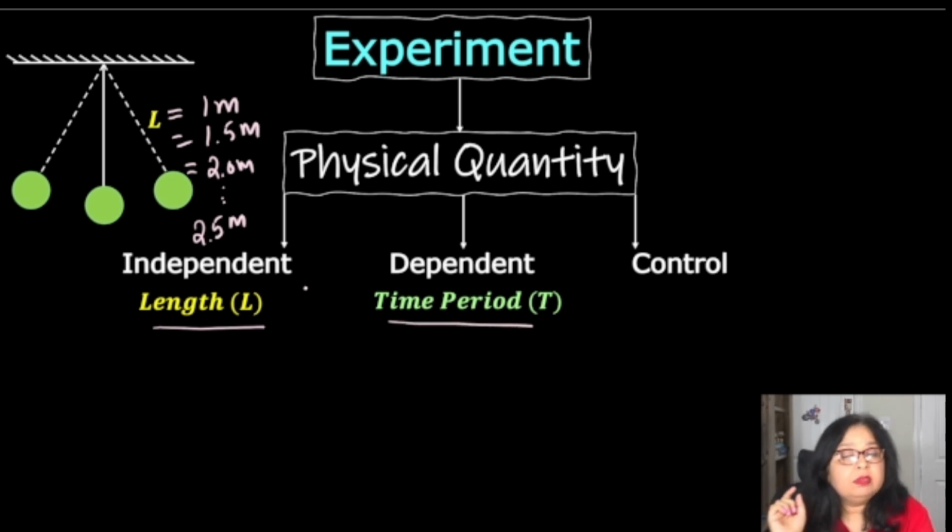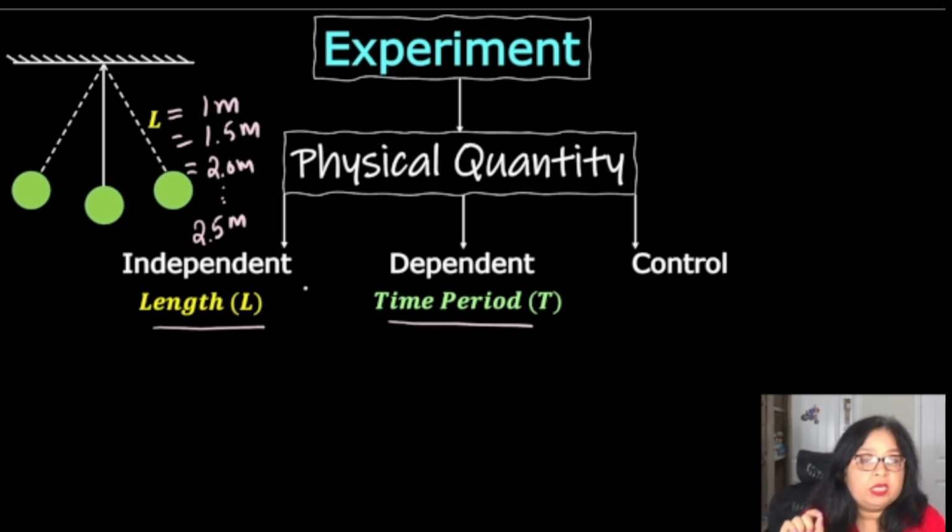Time period is measured in response to change in length. So time period may depend on the length. We don't know yet. We're doing this experiment to find it out. So we're going to say that time period is the dependent variable.